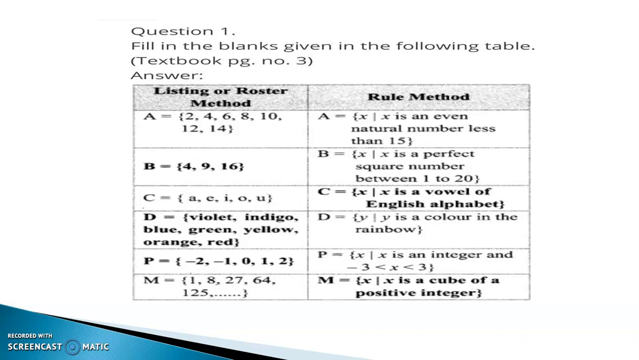Students, remember, while writing set, the name of the set should be written using a capital alphabet. In listing method, each element should be separated by a comma. Do not repeat the element.